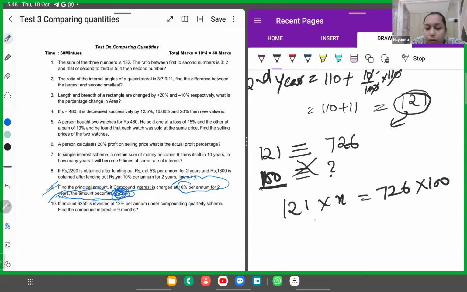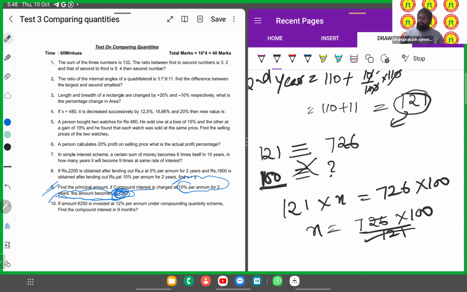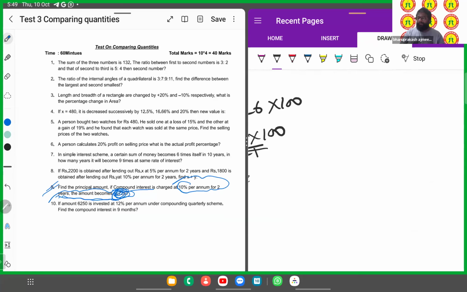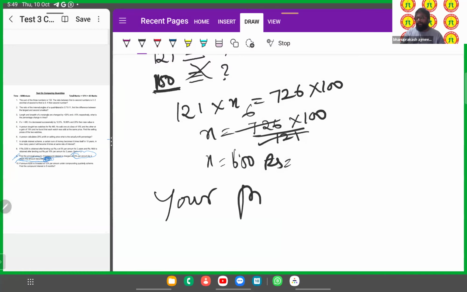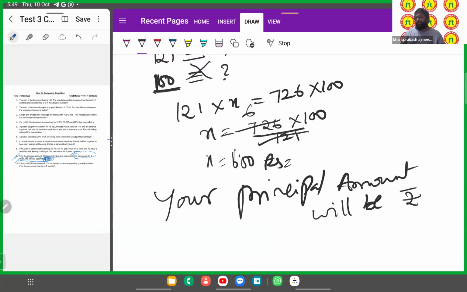Sir, it's 6, sir. 121 into 6. X is equal to 6. So X is equal to 6 into 100, which is 600 rupees. So your principal amount will be 600 rupees.